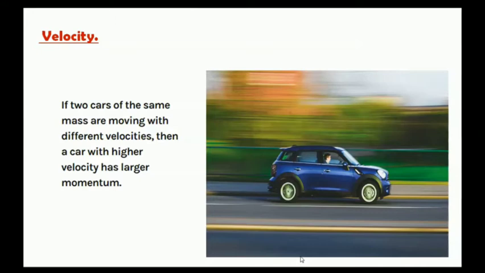Velocity of an object also determines its momentum. If two cars of the same mass are moving with different velocities, then the car with the higher velocity has a larger momentum. If car A moves with a speed of 120 km per hour, then it can kill a person. But another car with the same mass, let us consider it as car B, moving with a velocity of 10 meter per hour, may not kill a person. So the impact or the momentum generated by car B is lesser compared to that generated by car A, which is moving at 120 km per hour. Therefore, from this illustration, we conclude that velocity of a body determines its momentum.